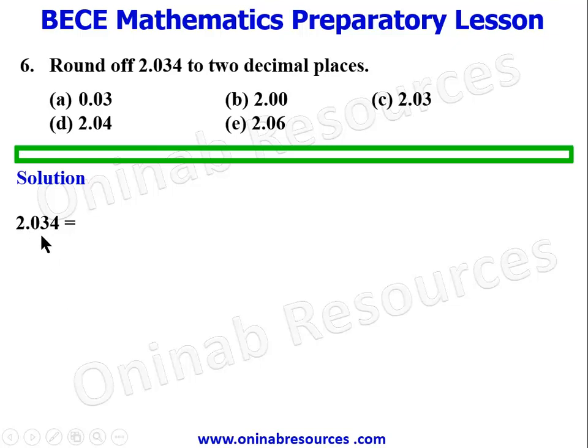We're interested in only 2, the first 2 digits after the decimal point, which is the 0 and 3. So we draw our line there. Since this is 4, we are going to round it down to 0, which will now give us 2.03. This has been rounded off to 2 decimal places, and the correct option here is option C. And that is the end of solution to problem 6.